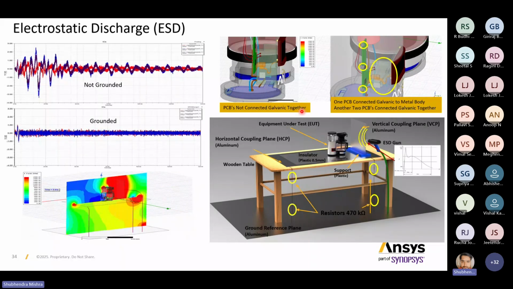So this one was the electrostatic discharge method. In this, there are two conditions. First condition is when the PCB is not connected to the galvanic body. The second situation is when the PCB is connected to the galvanic body. In the first situation, it is basically not a grounding situation. In this, we can see that there is noise here. And when we are doing the grounding situation, the noise is suppressed. So this tells us how we can suppress those noises.